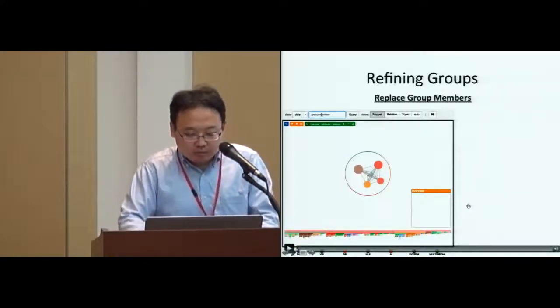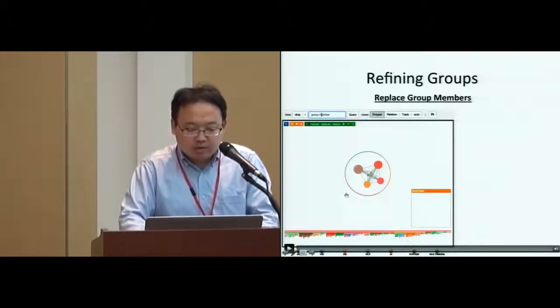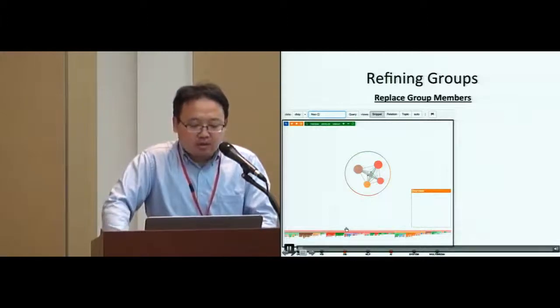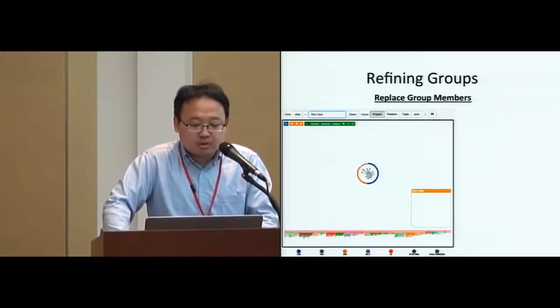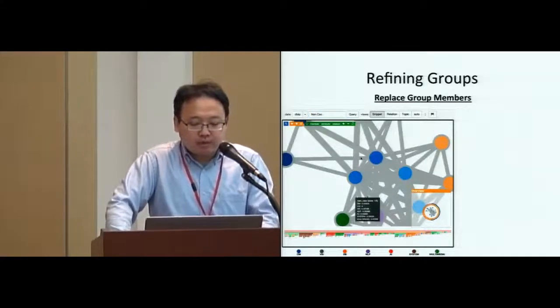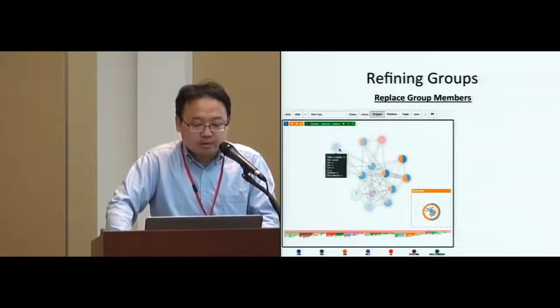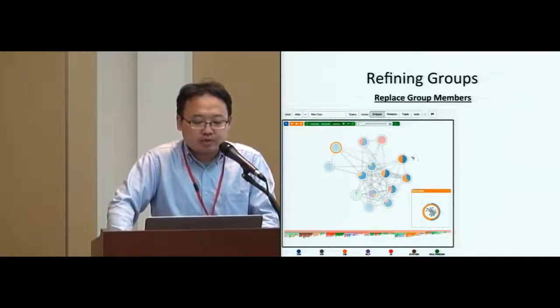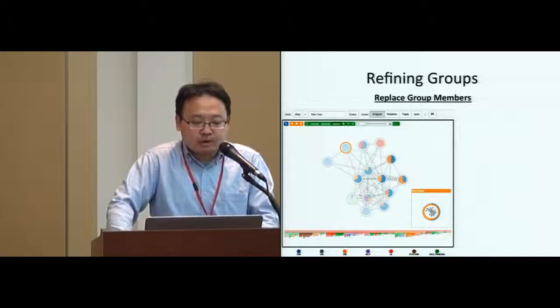Next, we also developed the interaction to replace the unqualified group members by some qualified members in an initial graph. For example, in this ego network, we want to replace this researcher to find a better one who has a better connection to the other team members. To do that, we just draw some virtual links to connect this node to other members in the team.